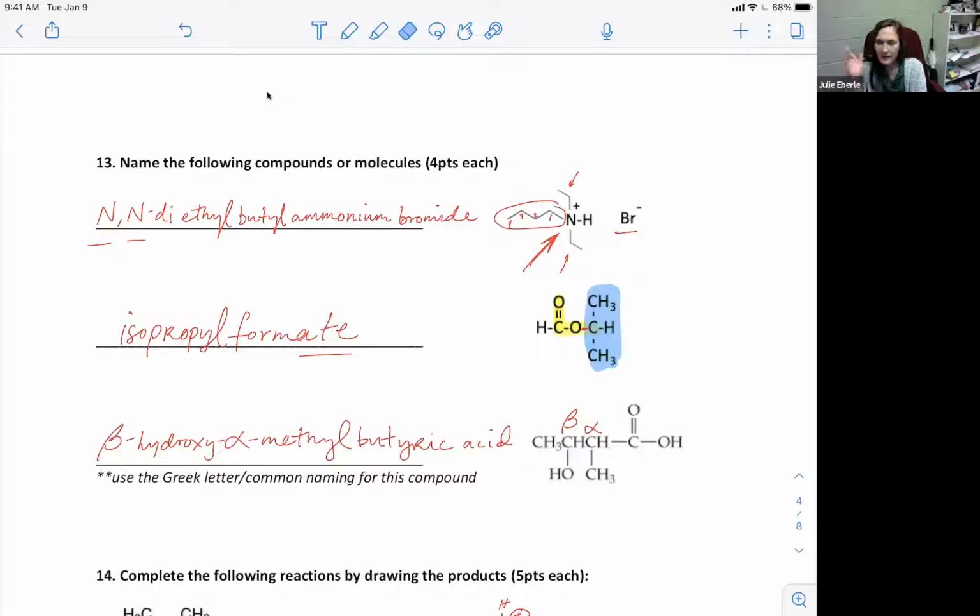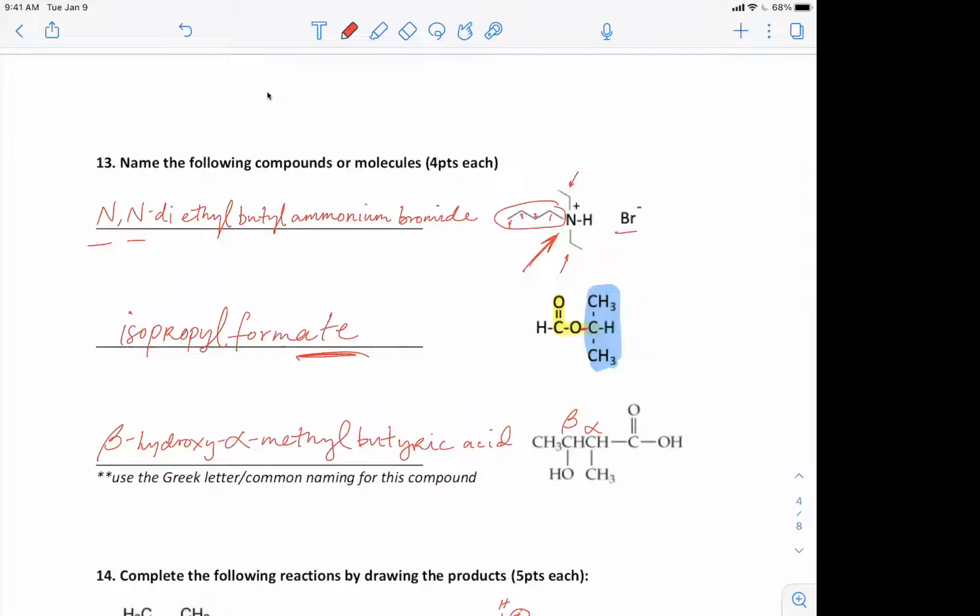So if you got any part of the word right, like if you gave me the ATE ending, I gave you a point. If you said isopropyl, I gave you a point. It's just that many people missed it altogether. So I struggled with naming for this chapter. Cameron, naming was really hard for this chapter. I agree with you on that, it was hard.